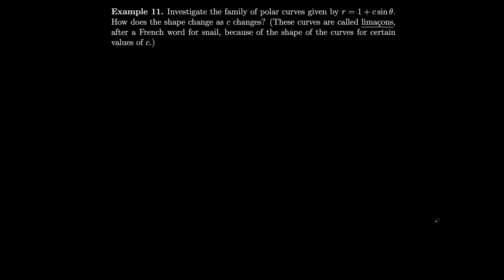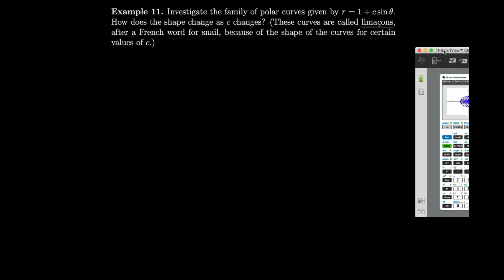Let's now investigate the family of polar curves given by r equals 1 plus c sine theta. How does the shape change as c changes? By the way, these curves are called limaçons, after a French word for snail, because of the shape of the curves for certain values of c. I don't know if it'll actually look like snails, because, you know, just with the track record of everything else we've graphed so far, but we'll keep an open mind.